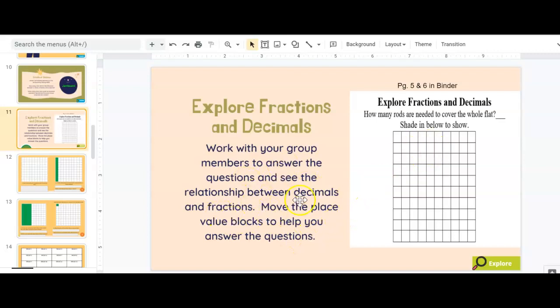Now, this activity is on pages 5 and 6 in your binder, or it's going to be on our next 2 slides. So there are 2 different ways that you're going to be able to complete this. It is explore fractions and decimals. The first question is going to be, how many rods are needed to cover the whole flat? You're going to be able to fill in to demonstrate that.